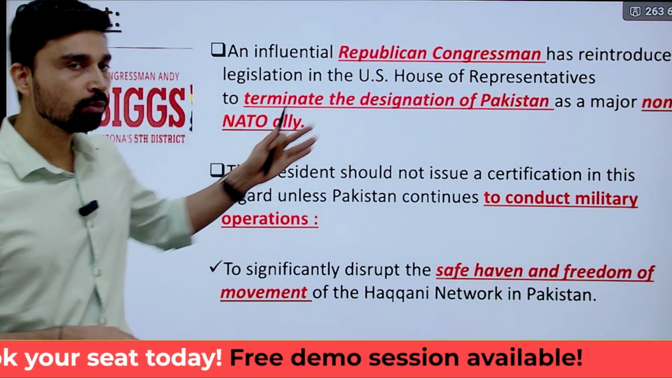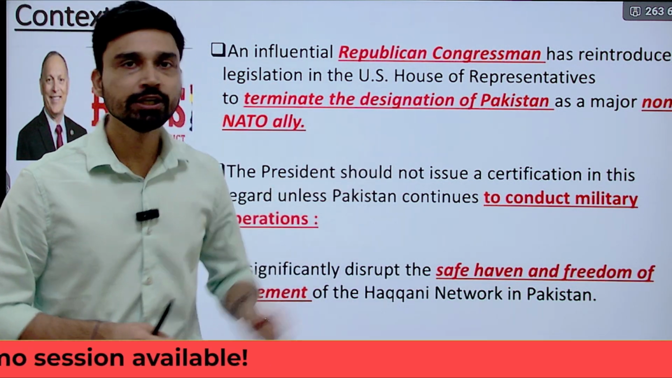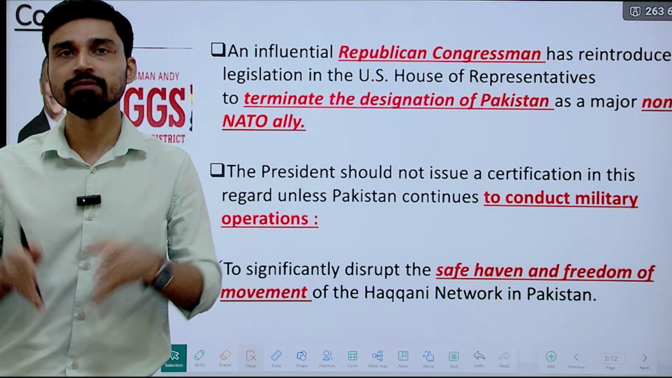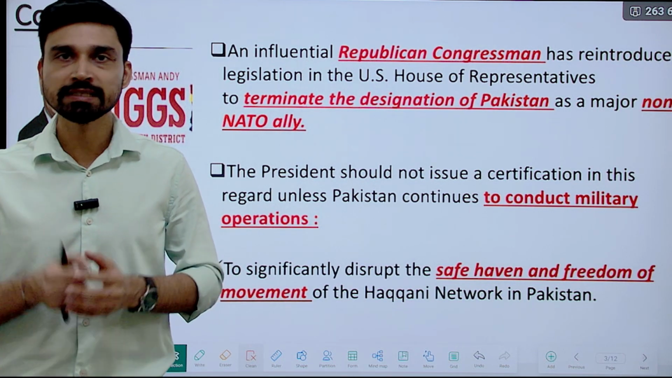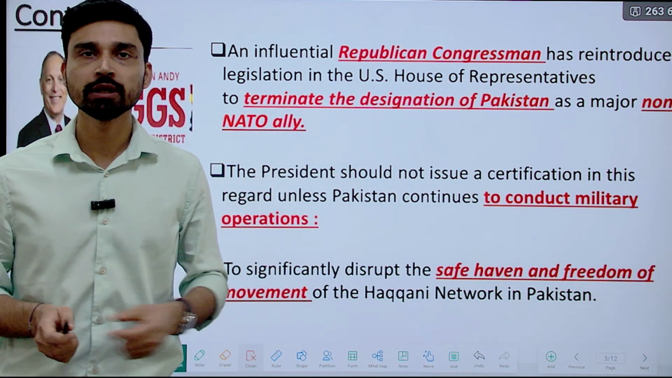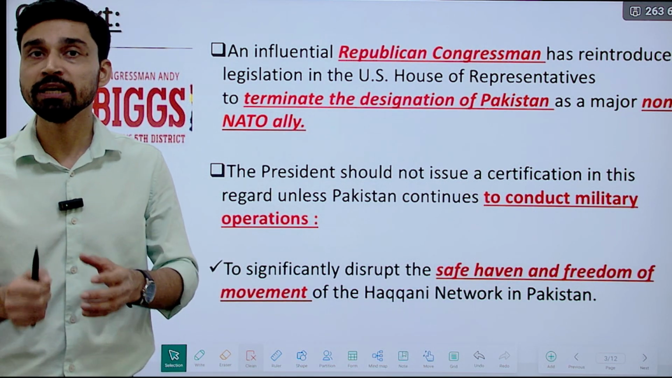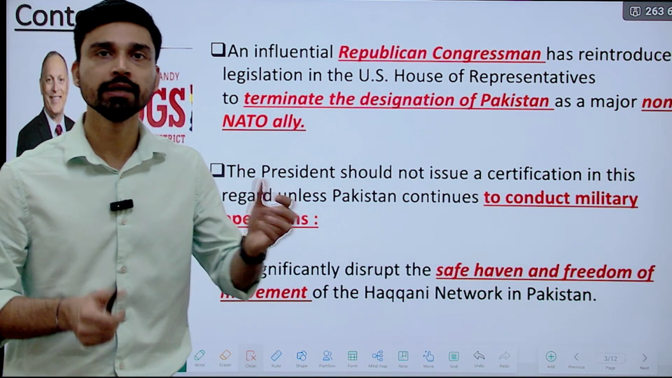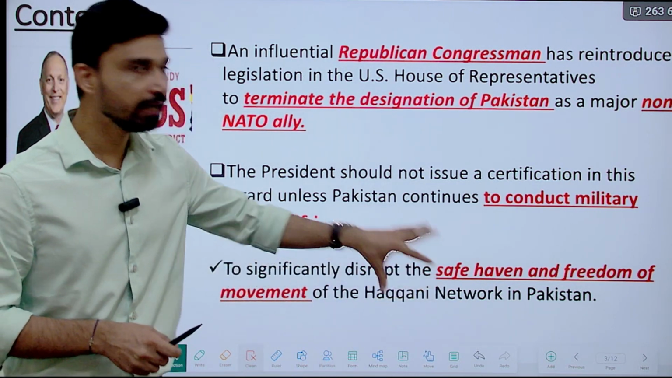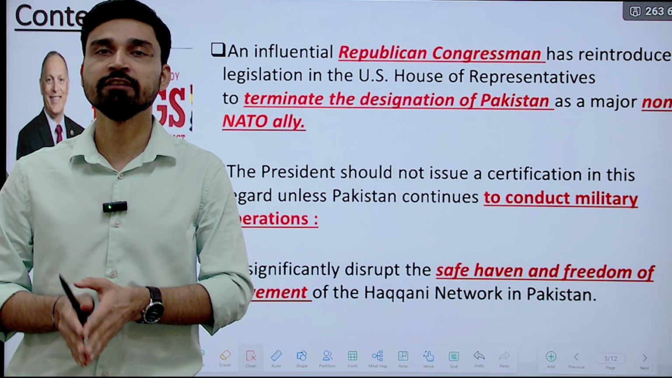Now, as per this bill, the US president should not issue a certification of a major non-NATO ally unless and until Pakistan fulfills certain conditions. What are these conditional criteria he is proposing? The first criterion, he says, is that Pakistan should conduct military operations to significantly disrupt the safe havens that many terrorist groups and organizations are enjoying in Pakistani territory, and the freedom of movement that the Haqqani Network largely enjoys in Pakistan. Against that, the decision also needs to be taken by the Pakistani government and its army.